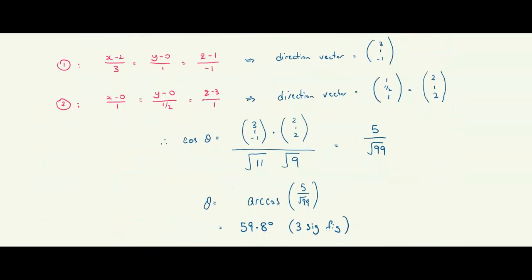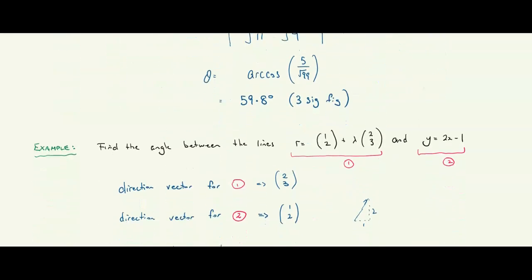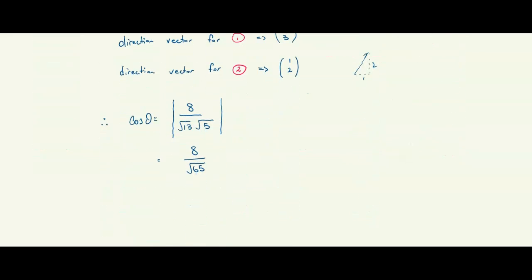Did I do that here? Okay, I didn't. So that should have been, in the first example, big absolute value signs. We can't have negatives here. 8 over the square root of 65.